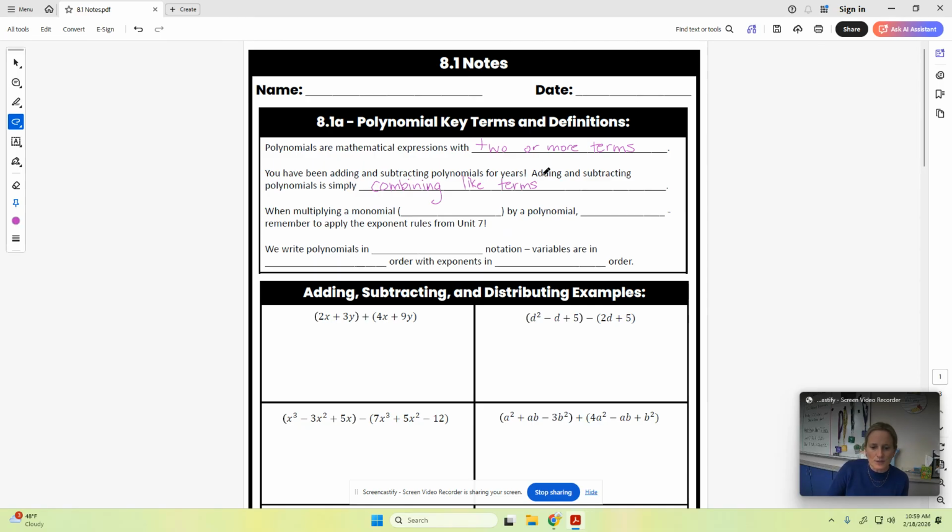When you are multiplying a monomial, a single term, would you like to be a guest appearance? Oh, sure.